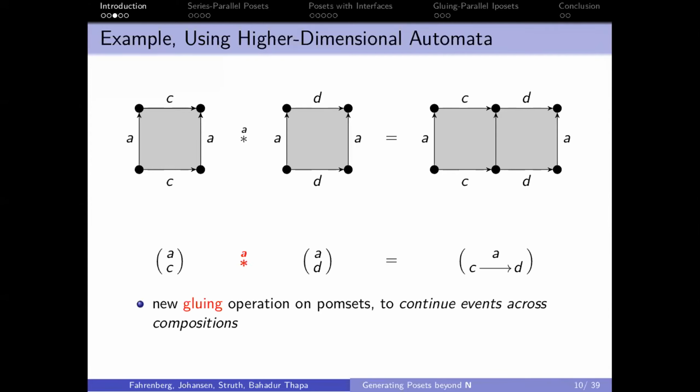What we want is a composition operation on posets which allows us to continue events across compositions. So we want to have some star A composition you see there, which we call gluing, and which allows us to say that actually those two A's are the same thing, and they are continued across a composition.